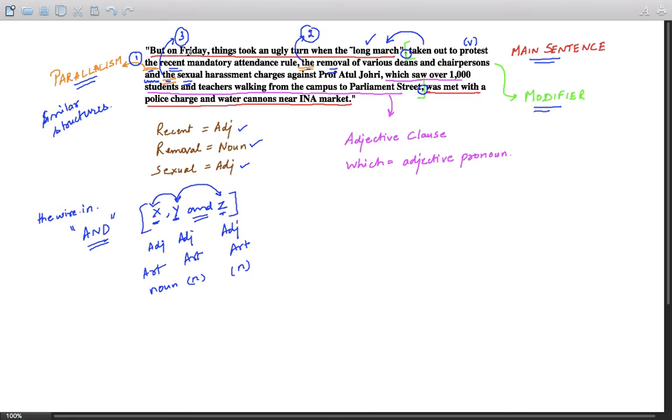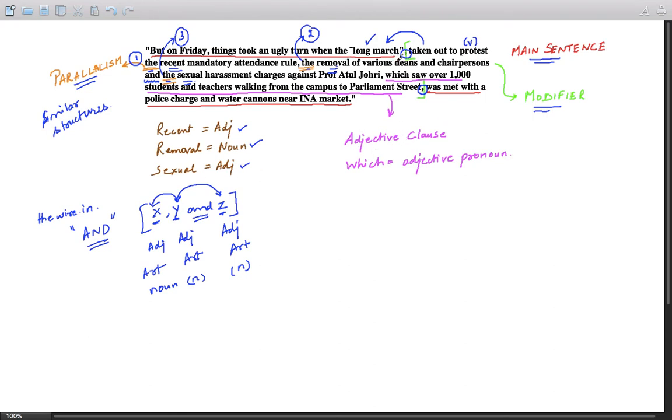Now imagine a situation where there had been no the over here. So: taken out to protest a recent mandatory attendance rule, removal of various deans, and sexual harassment charges. This would have been a wrong structure since the first words recent, removal, and sexual do not match. However, by placing the over here, the author has created perfect parallelism. Now, coming to the final element of this sentence, it's the adjective clause.